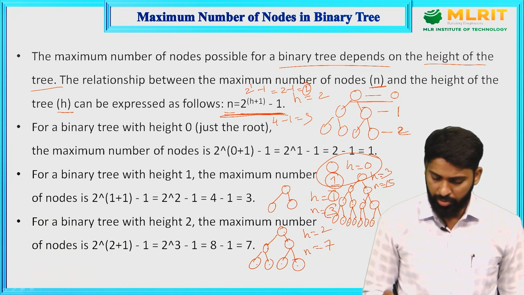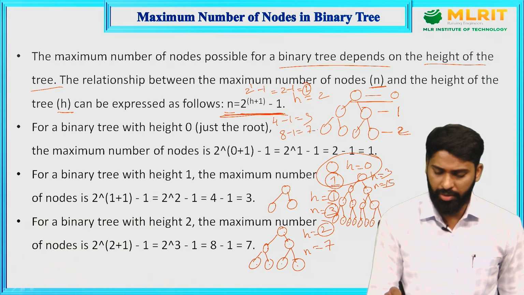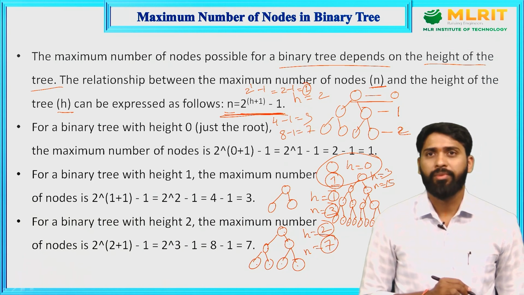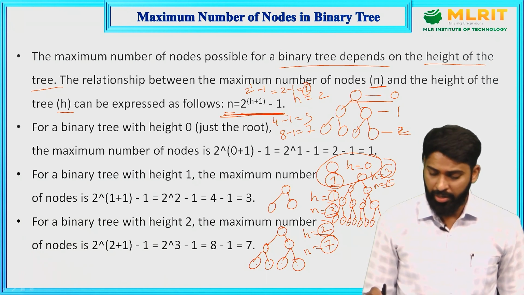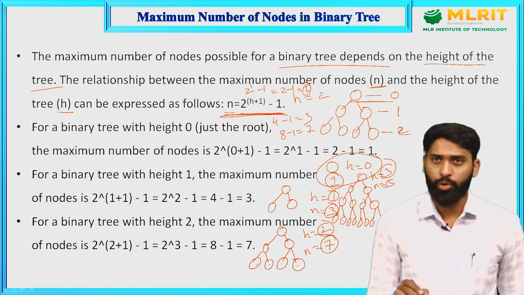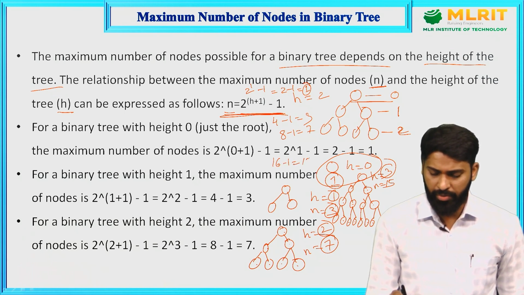So, number of nodes are 3. Consider h equals 2: 2 power 3 is 8, 8 minus 1, so this is 7. If the height h equals 3, then 2 power 3 plus 1, that is 2 power 4, which is 16, 16 minus 1, 15.